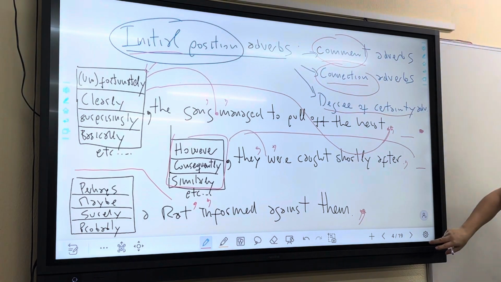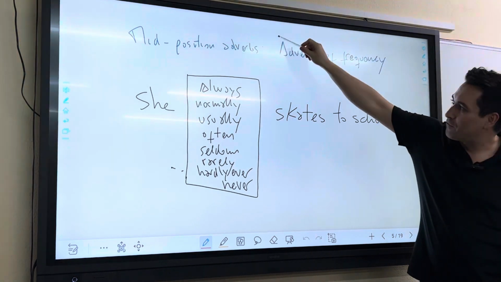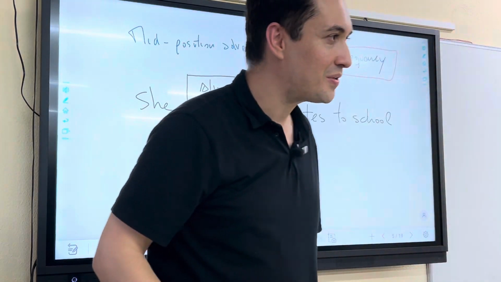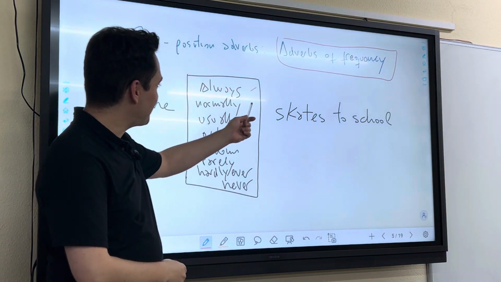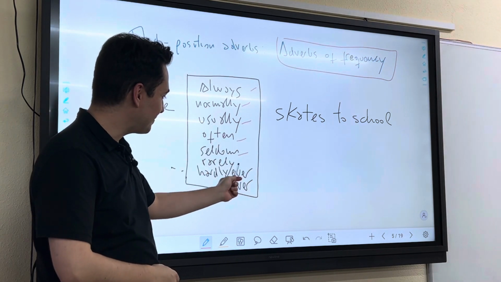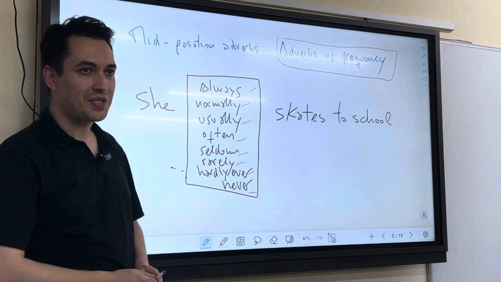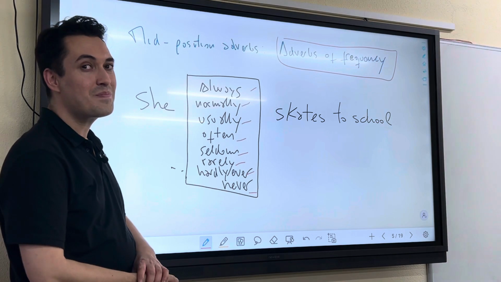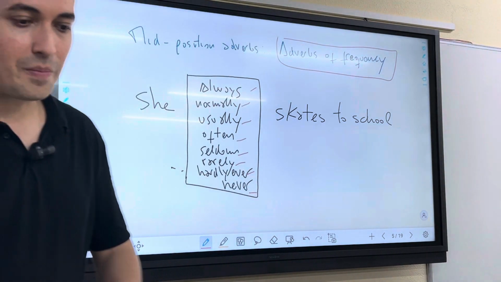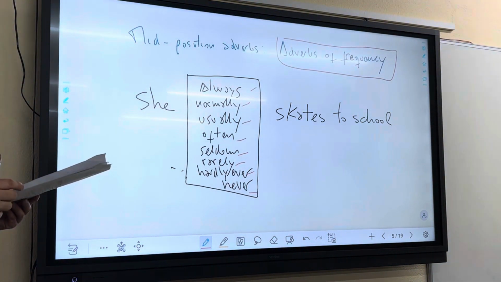Don't think too much. Have a look at this. Mid-position adverbs. Adverbs of frequency. Remember these adverbs of frequency from A1 and A2 levels? Always, normally, usually, often, seldom, rarely, hardly ever, never. These are adverbs of frequency. And what is the best position for them? Middle position, or mid position, is the best position for adverbs of frequency.